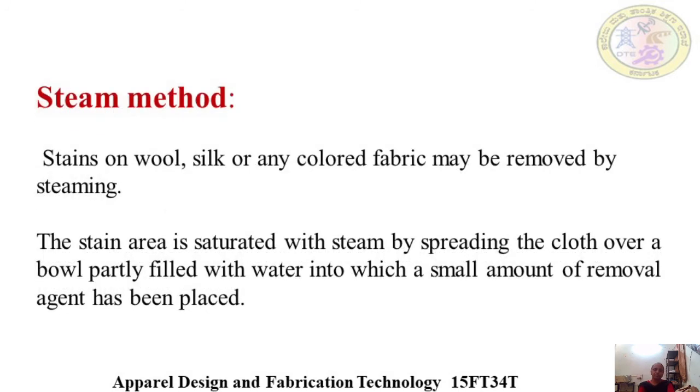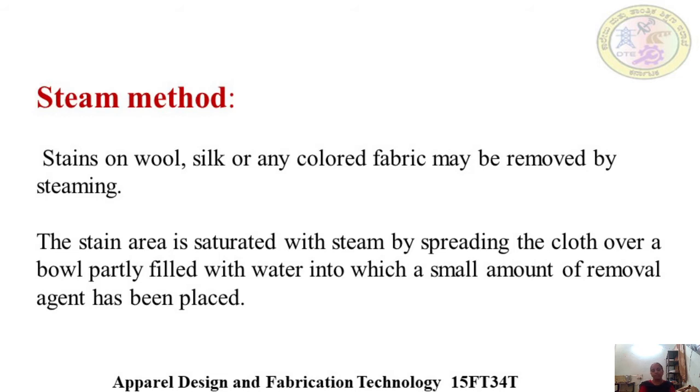Steam method. What is the steam method? Steam is used for the removal of the stain. Stains on wool, silk or any colored fabric may be removed by steaming. The stain area is saturated with the steam by spreading the cloth over a bowl partially filled with water into which a small amount of removal agent has been placed.